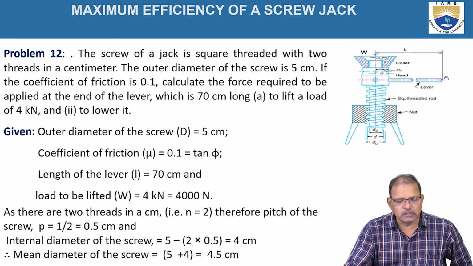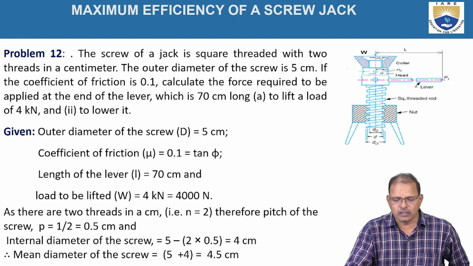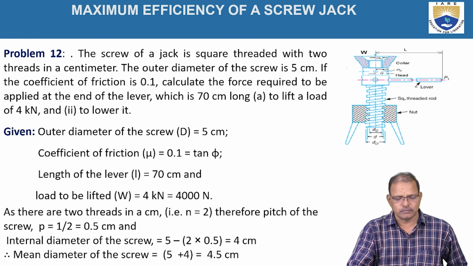Now the second problem: a screw jack of square thread with 2 threads per centimeter. The outer diameter of the screw is 5 centimeters. If the coefficient of friction is 0.1, calculate the force required to be applied at the end of the lever, which is 70 centimeters long, first to lift the load of 4 kilonewtons and then to lower it.